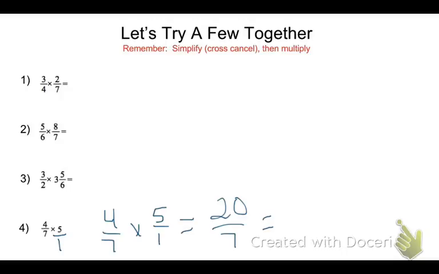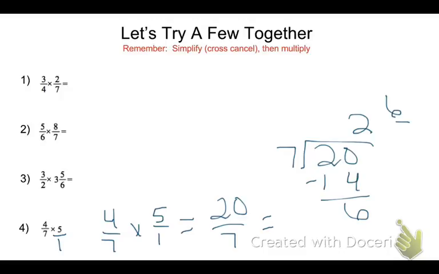Again, this is an improper fraction, which must be turned into a mixed number, so I will need to divide it. 20 divided by 7, it goes in 2 times, which is 14. I subtract and get 6. 6 is my numerator, the divisor of 7 is my denominator, and that is my final answer, 2 and 6/7.